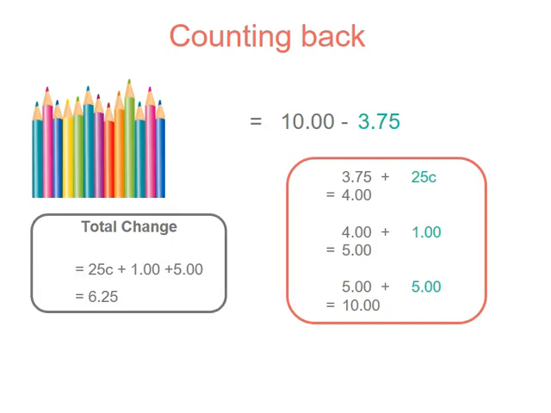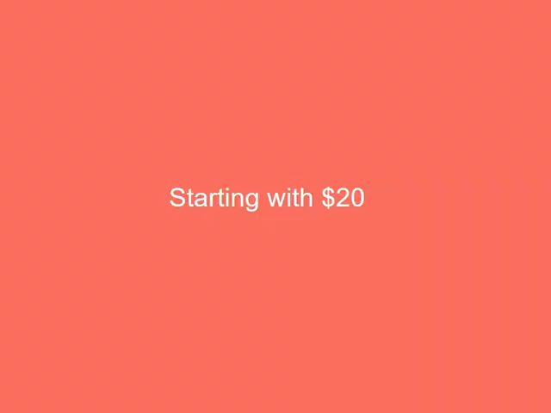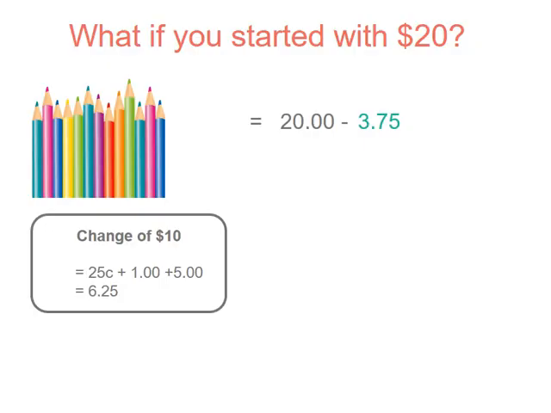Now remember, when you're doing the counting back, you might count back in a different way. You might do something like $3.75 plus $6 equals $9.75 plus 25 cents. So there are lots of ways to do that, but that's one way that you might find a great way to start. Now, what if we started with $20 and bought the same pencils?